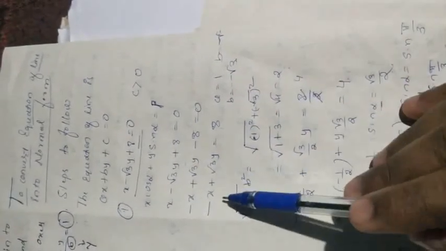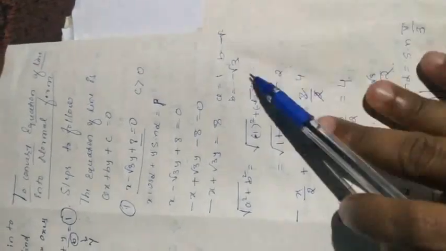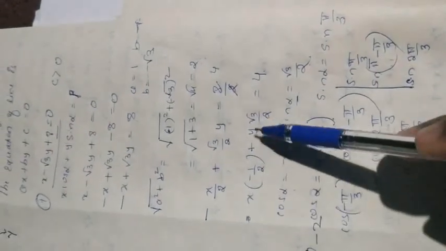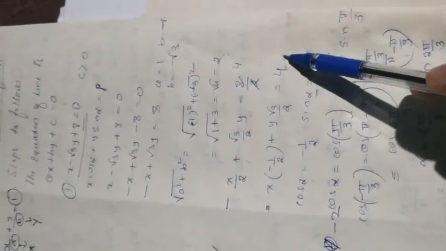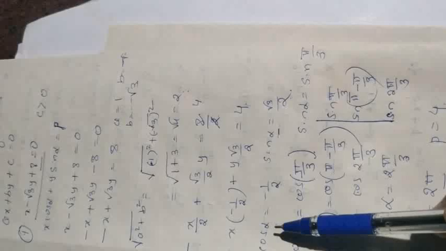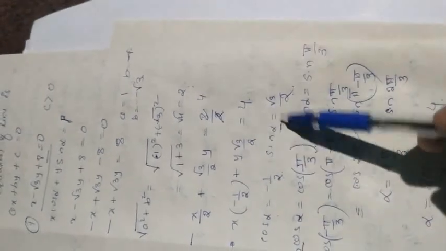Now root of a square plus b square, what you get is 2. Then this 2 is divided into the whole equation, that is minus x by 2 plus root 3 by 2 y is equal to 4. So we have to convert this into the form x cos alpha plus y sin alpha is equal to p. So here cos alpha is minus 1 by 2, sin alpha is root 3 by 2.